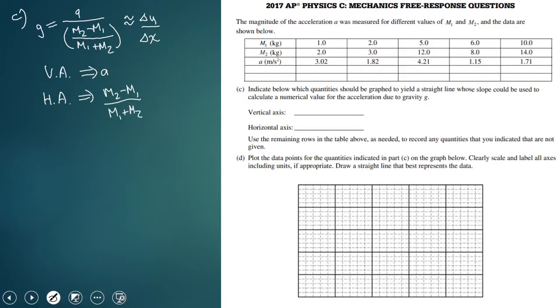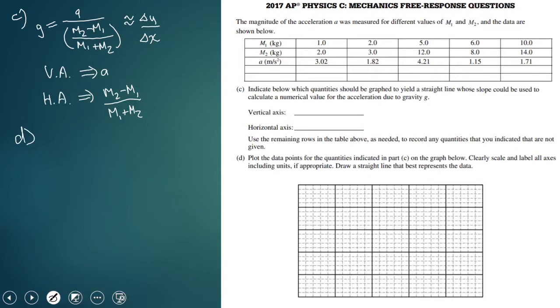Now you could have simplified the fraction to bring the m1 plus m2 quantity above, and then plot it that way. So my vertical axis would be m1 plus m2 all times acceleration, and then my horizontal axis would simply be m2 minus m1. That is also a reasonable way, but this one is the simpler one to look at. So you don't have to do any algebraic manipulation, you just take quantity on the top, quantity on the bottom.